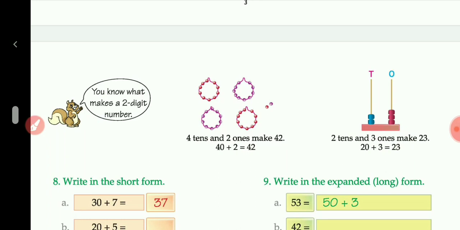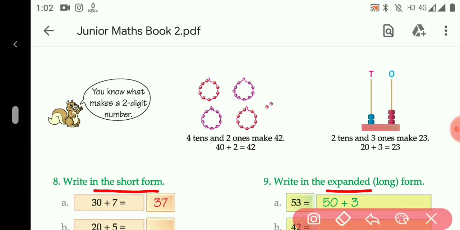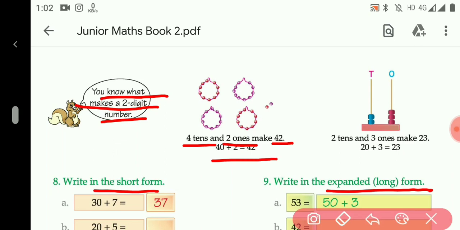Today we will study about short form and expanded form of two-digit numbers. You know what makes a two-digit number? Tens and ones make a two-digit number. For example, 4 tens and 2 ones make 42, means 40 plus 2 makes 42.